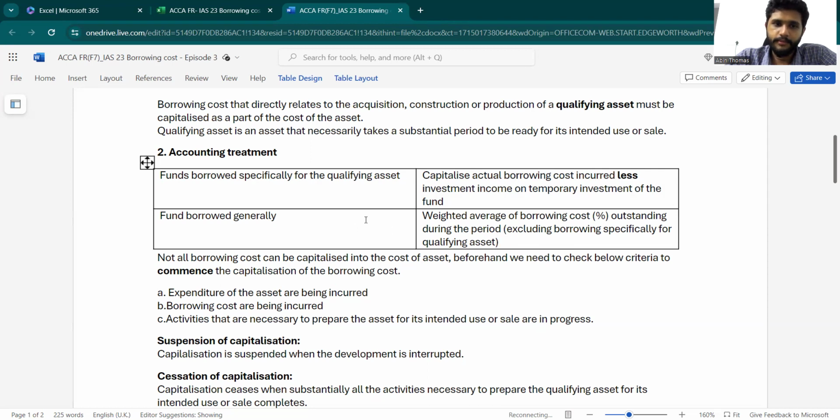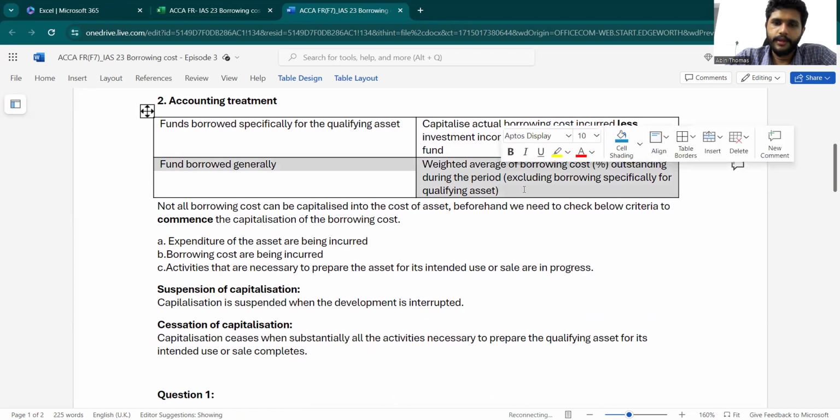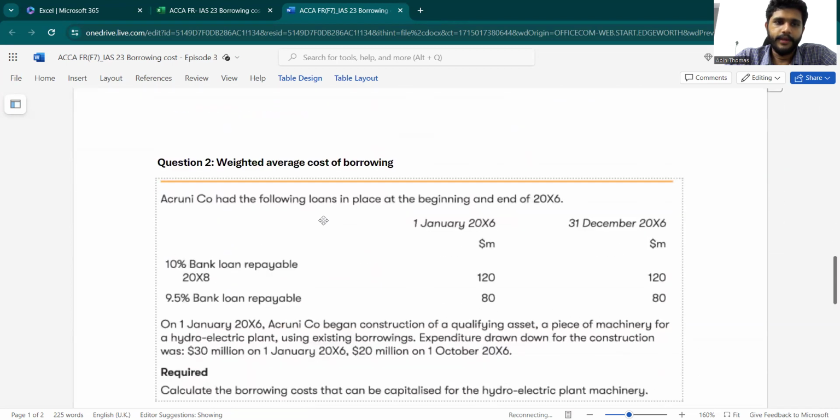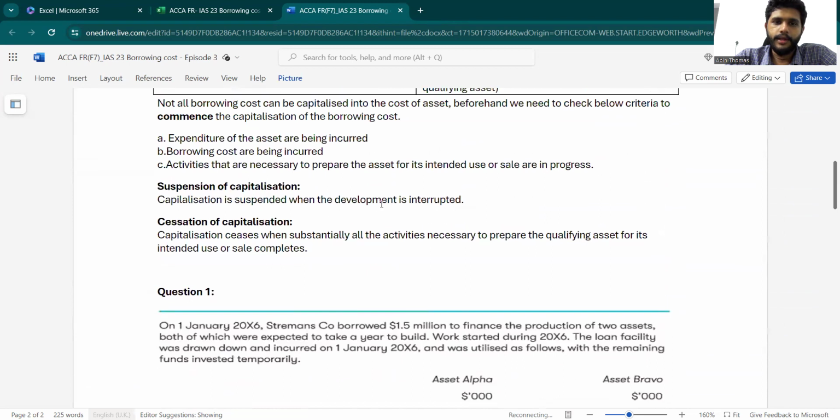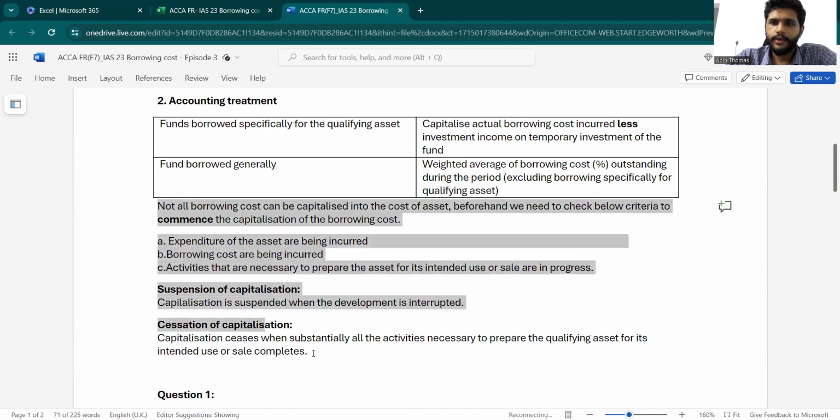We will do an example, a question on the second method also, that is question 2. Before that, I need to cover some more theoretical area. After that, we will do the examples.